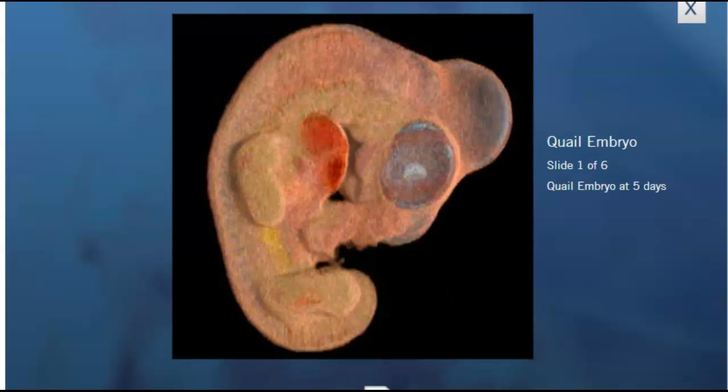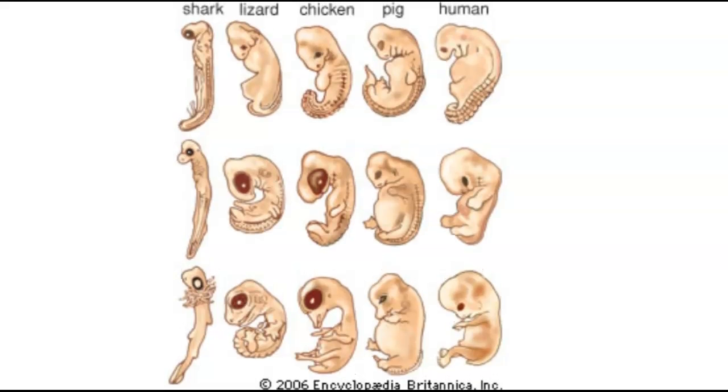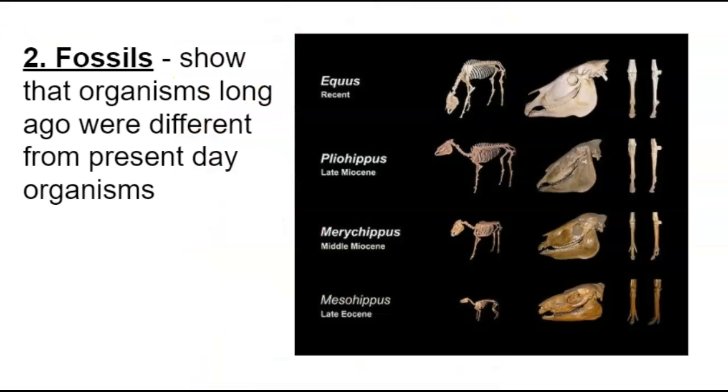So the bottom line here is that embryos in the beginning, it's really hard to tell what organism they are because they all look very similar. In this picture, we can see that a shark, a lizard, a chicken, a pig, and a human all start out looking very similar and then over time become different. This provides evidence that we all kind of came from a common ancestor a long time ago that probably developed this way. It shows us that our ancestors are probably connected because we develop in similar manners.